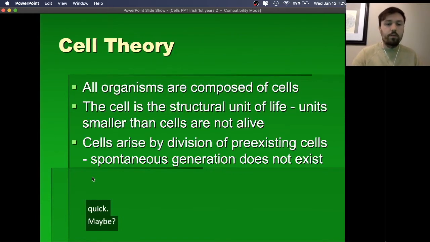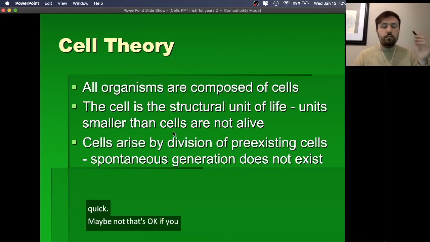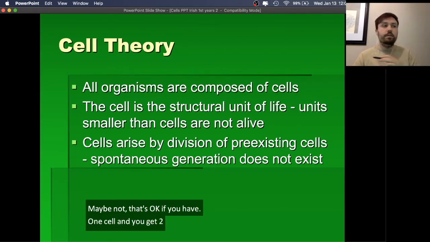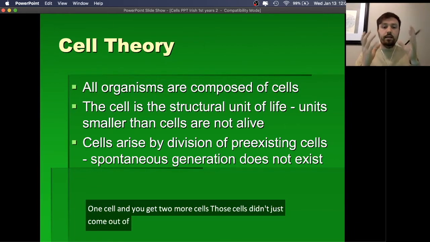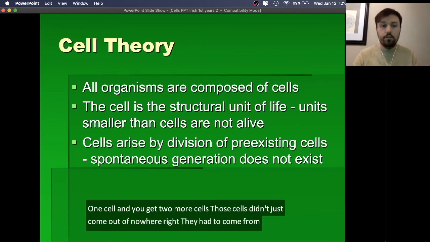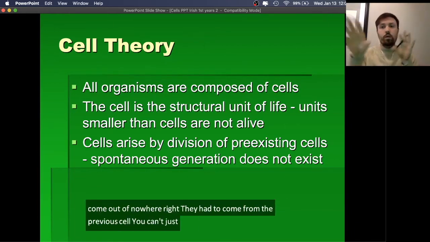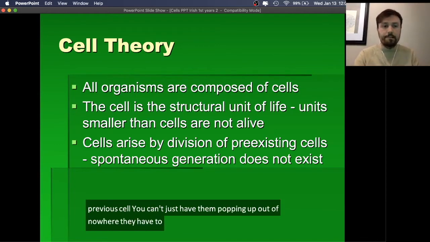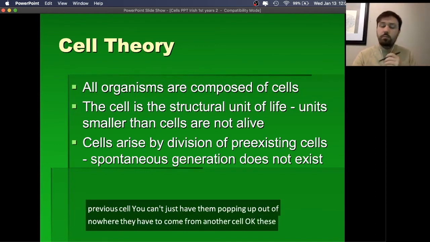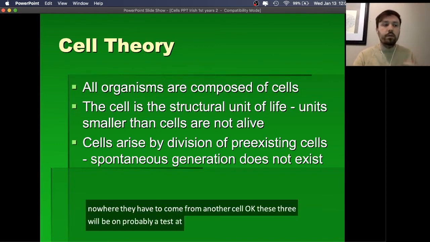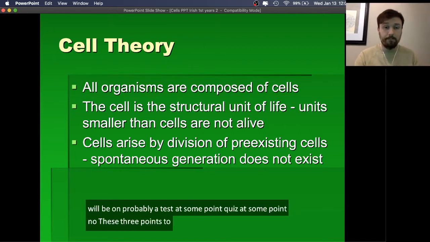Maybe not. That's okay. If you have one cell and you get 2 more cells, those cells didn't just come out of nowhere, right? They had to come from the previous cell. You can't just have them popping up out of nowhere. They have to come from another cell, okay? These 3 will probably be on a test or a quiz at some point. Know these 3 points of the cell theory, okay?